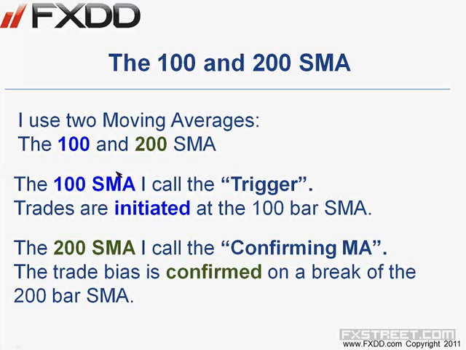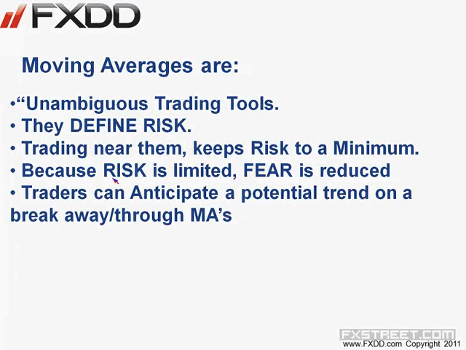I use 100 and 200 bar moving average. 100 is blue, the 200 is green. We already talked a little bit about it. The 100 I call my trigger. Trades are initiated there. The 200 is what I call my confirming. It helps confirm the trends. Moving averages are also unambiguous. They help define your risk. They allow you to keep your risk to a minimum, and because risk is limited, fear is reduced.